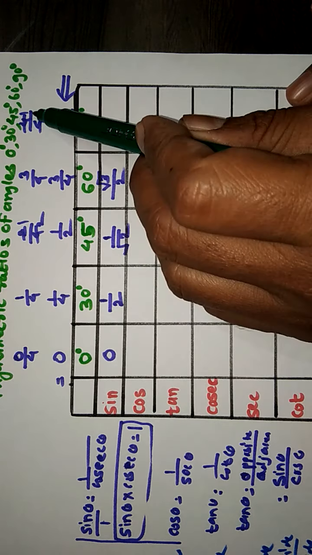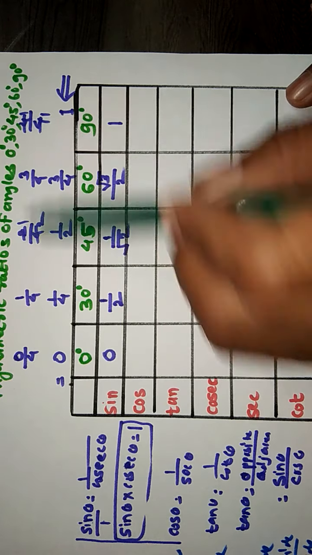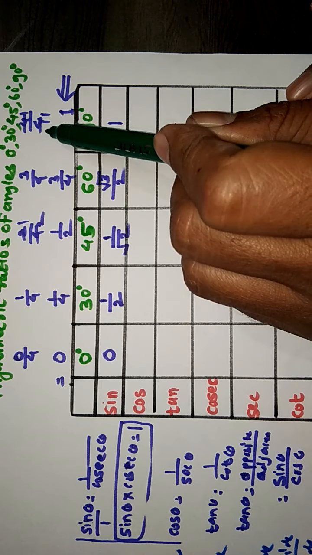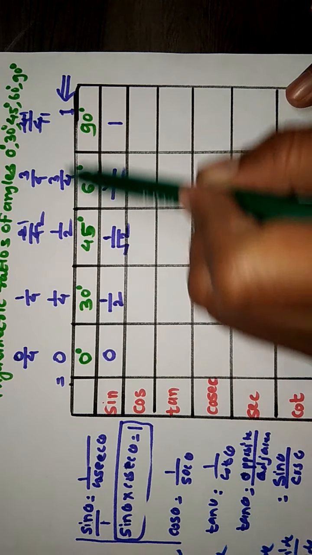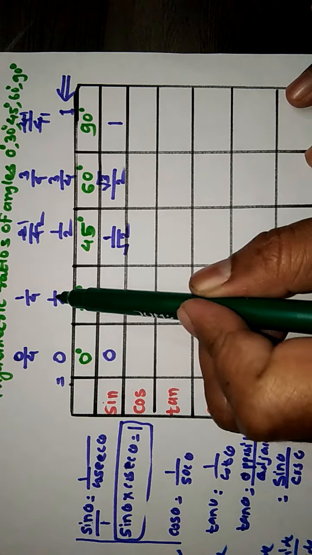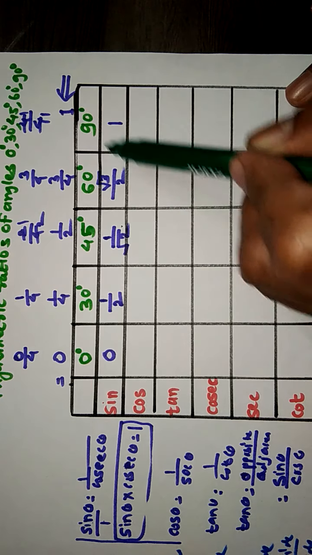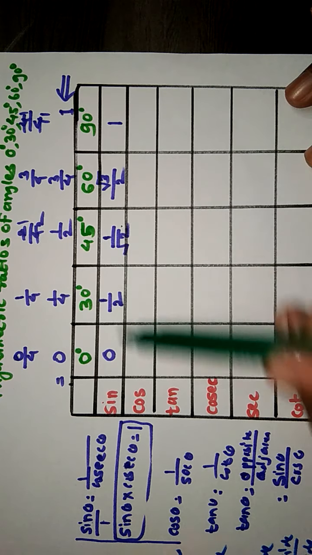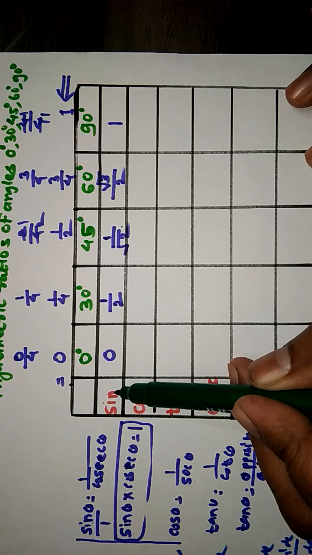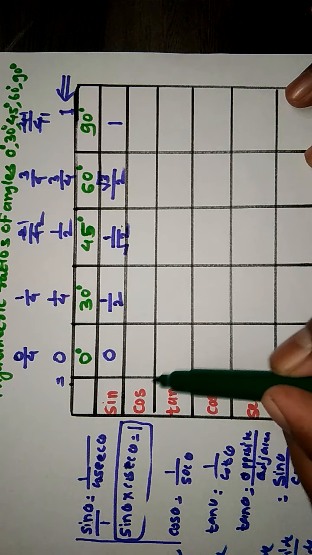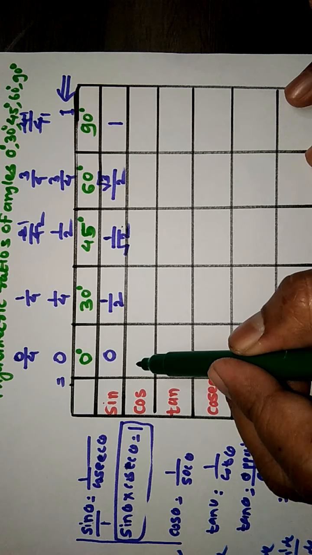Remember 0: write down the numbers 0 to 4, that is 0, 1, 2, 3, 4. Divide each by 4, simplify, take the square root, and write the results in the particular column or bracket. Now these are the values for sine theta. Now we find the values for cos angle.